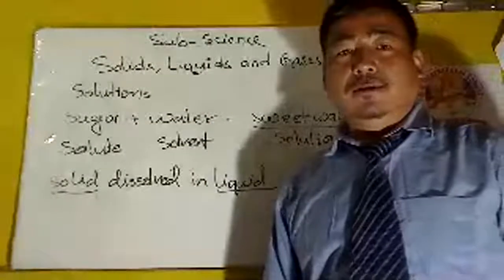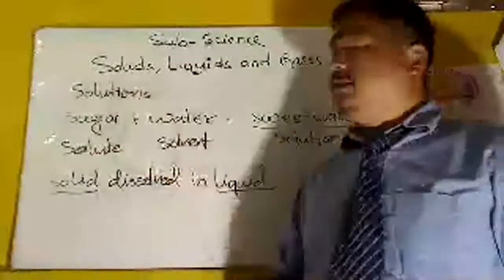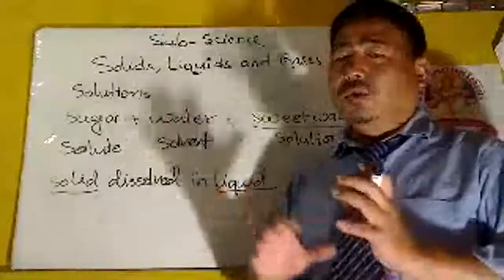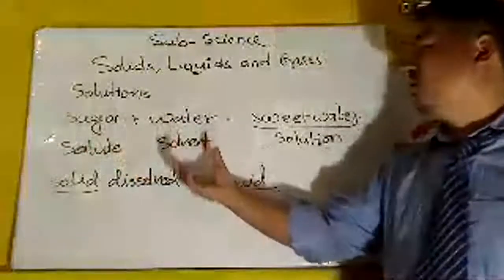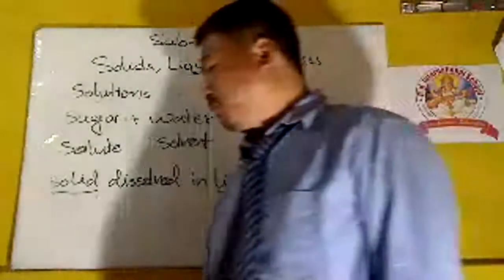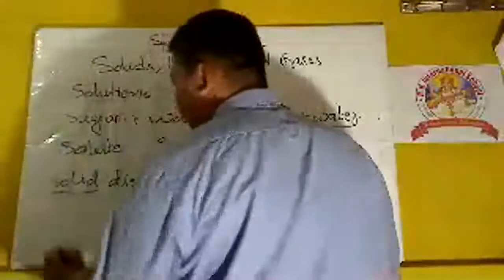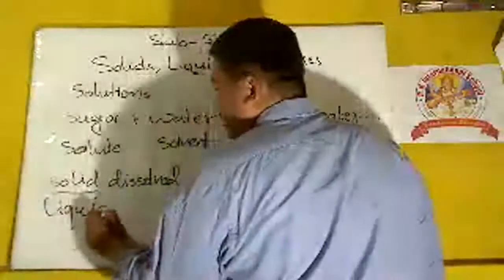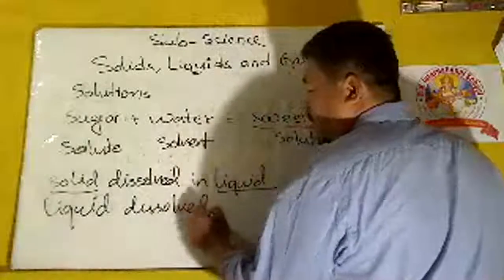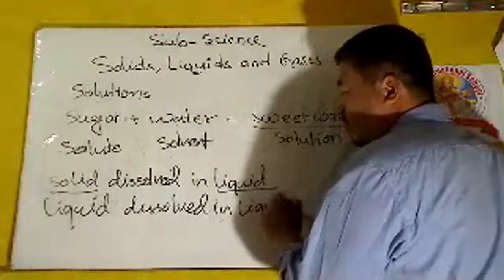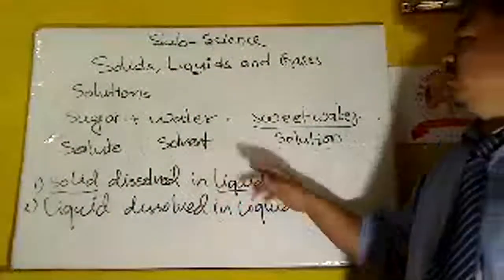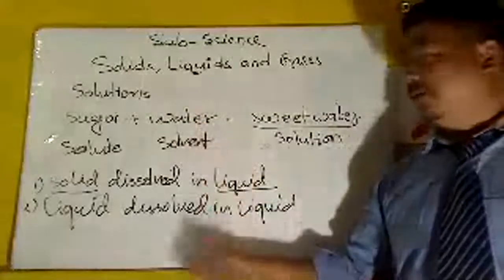Here, we can take the same example, sugar, or we can take salt. Sugar is a solid, we know, and water is a liquid. Now when we mix solid sugar and liquid water, we get sweet water, that is a solution. We can mix them. Another is liquid dissolved in liquid. One, two. Solid we dissolve in liquids: sugar water, salt water.